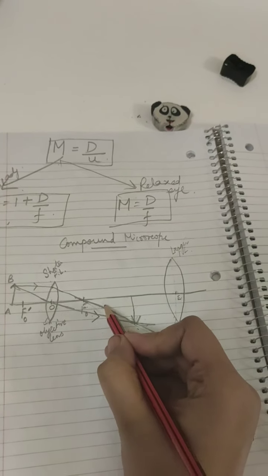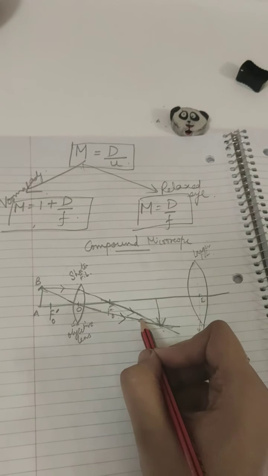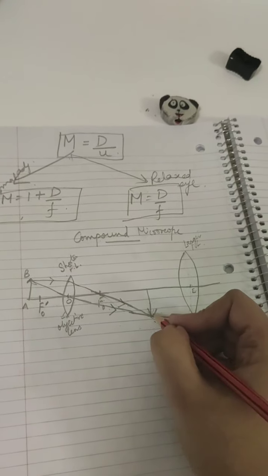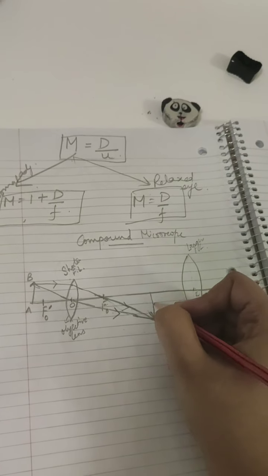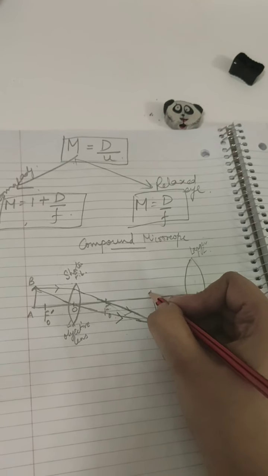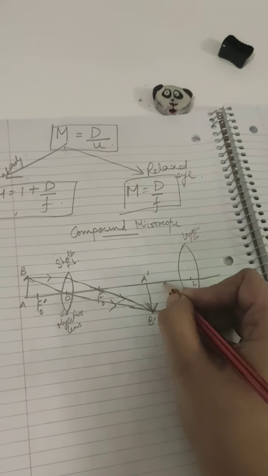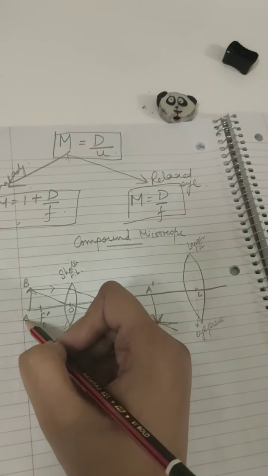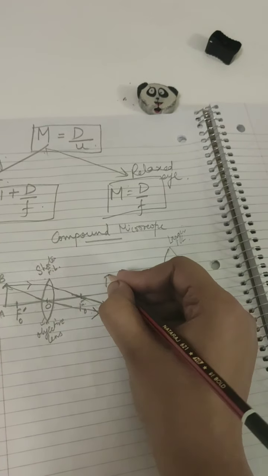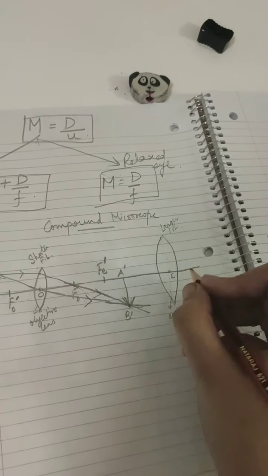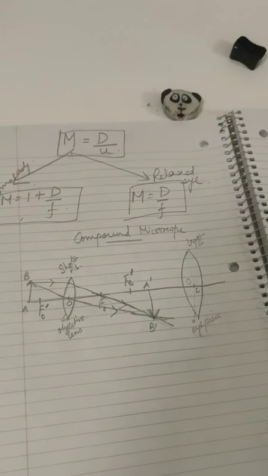Okay, the rays should have arrow signs, and you should make the diagram with scale. And this is the real inverted image of the object. Say this is A prime, B prime. Now this object is kept in such a way that the image is formed between the first focus of the eyepiece and the optical center of the eyepiece.